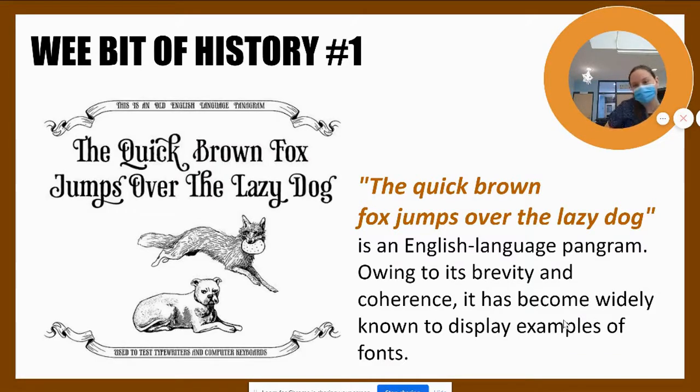So if you guys have ever downloaded a font, you will see this sentence. The quick brown fox jumps over the lazy dog. This is an English language pangram, which means it has every letter of the alphabet. Like there's a Z in there, there's an X in there, all the hard to use letters, they're there. There's a U, everything you need. Now, owing to its brevity and coherence, it is widely known as the display example for fonts.